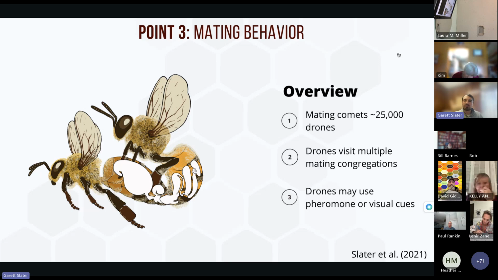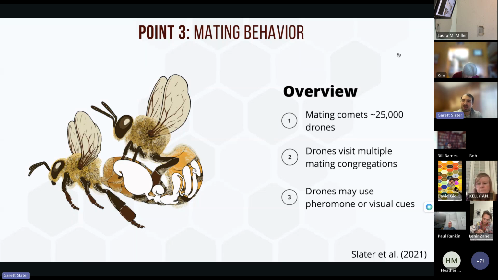These DCAs are, I guess you can call them, kind of a bar for these drones, because about 1,000 to 20,000 drones congregate in these areas and wait for a queen to arrive. If a queen doesn't arrive, they fly back, refuel, and then go back to these mating areas. It's a way for drones to wait for a queen instead of flying randomly to find queens in the air.